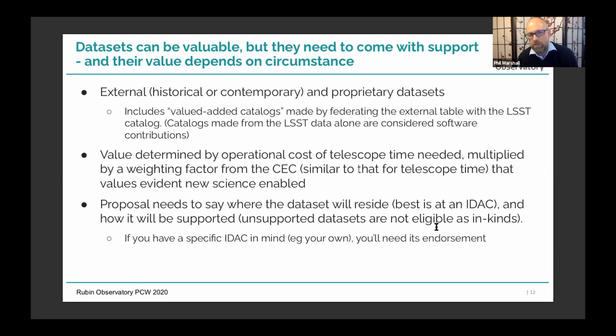Basically, we're looking for data sets. If they're going to be in-kind contributions, we need them to be supported, and how much they're worth depends a good deal on the circumstances. So what are we talking about here? We're talking about external and proprietary data sets, data that the US astronomers wouldn't be able to access by other means. And they could be either taken in the past, or being taken now, or planned for the future.